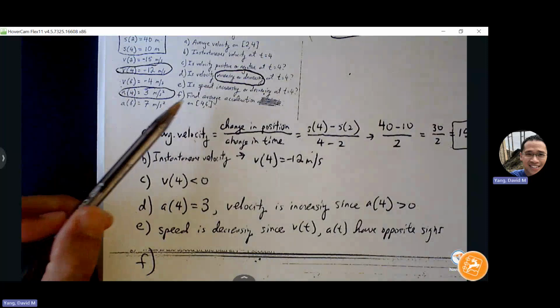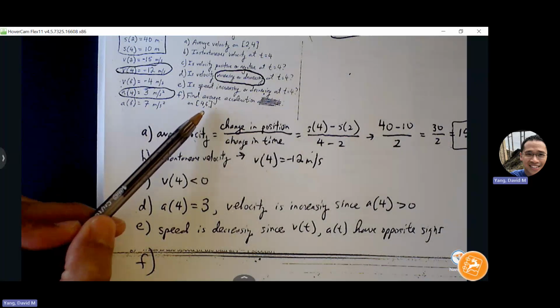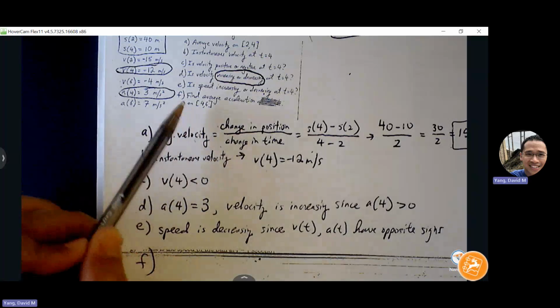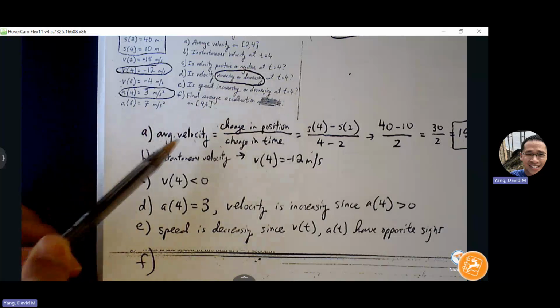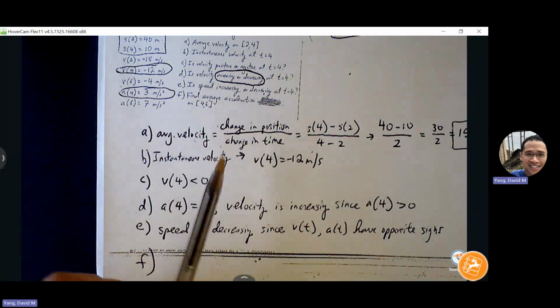Okay, part F, find the average acceleration on the interval from 4 to 6. So if you know average velocity is change in position over change in time, what do you think the definition for average acceleration is? Change in acceleration, change in time.